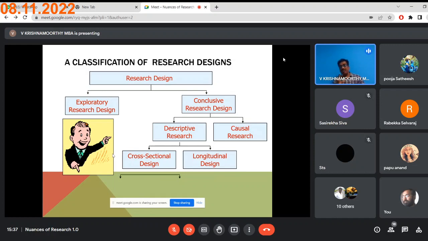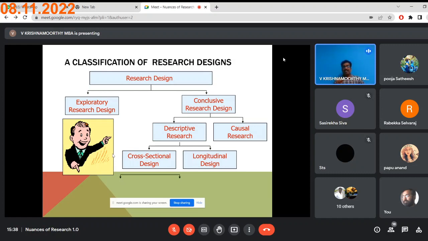Next one is conclusive research design. This conclusive research design can be classified into two types. One is descriptive research, another one is causal research. So what is descriptive research? In descriptive research, the researcher doesn't have any control over the variable. Already we have seen there are two types of variable: one is independent variable, another one is dependent variable. The researcher doesn't have any control over the variable. You are just describing what has happened. That is descriptive research.